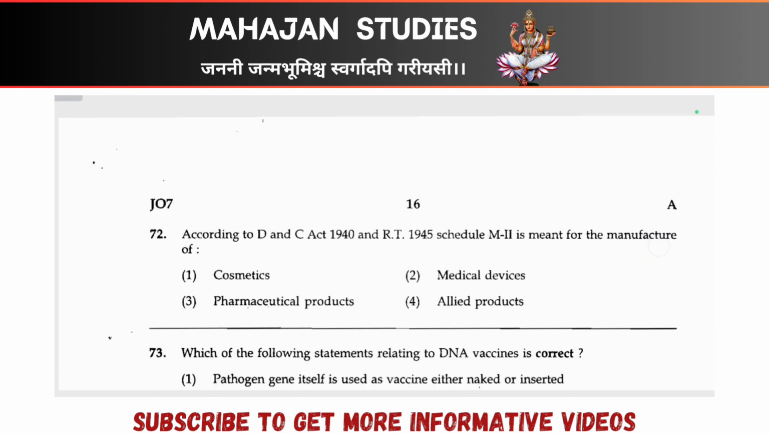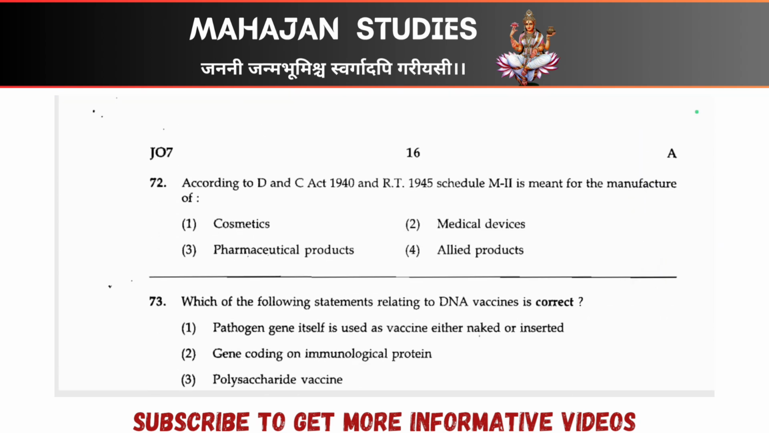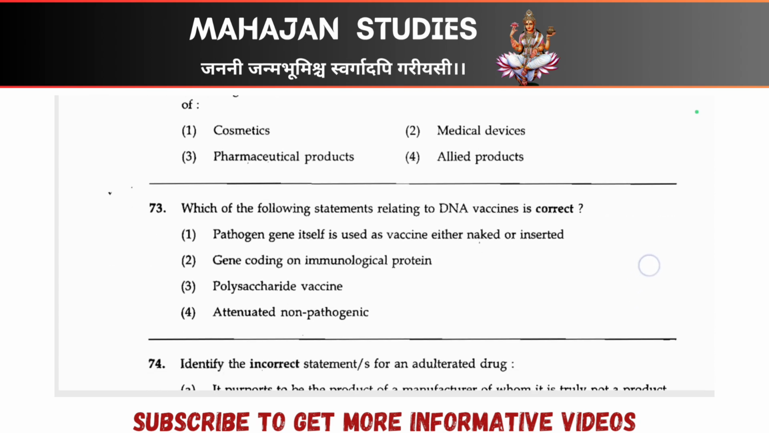Next, according to D&C Act 1940 and Rules 1945, Schedule M2 is meant for the manufacture of. Options are cosmetics, medical devices, pharmaceutical products, allied products. So the correct answer is option 2, medical devices.